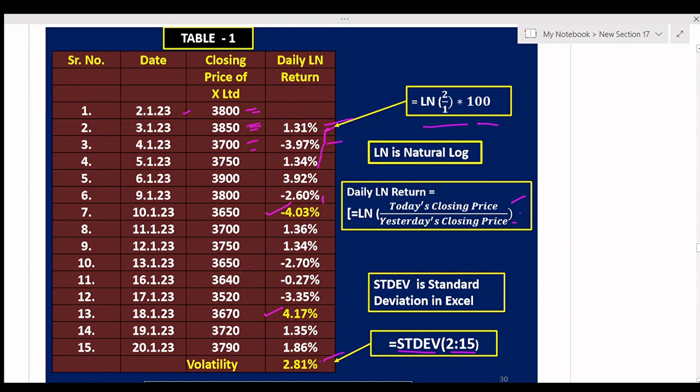Today I stop the class here. Next day I will continue this, that is, after the historical volatility, I will cover implied volatility and so on. Next day I will start with historical volatility, then go to implied volatility.